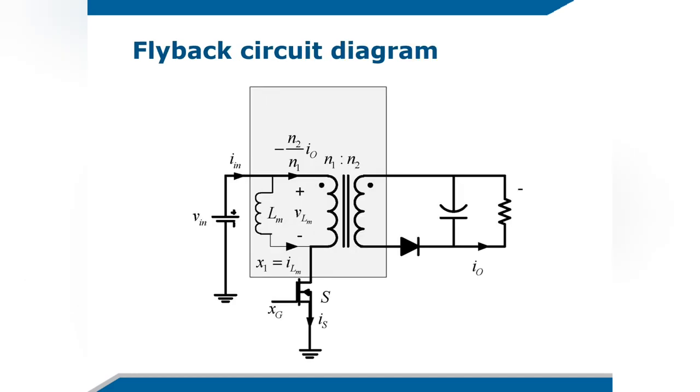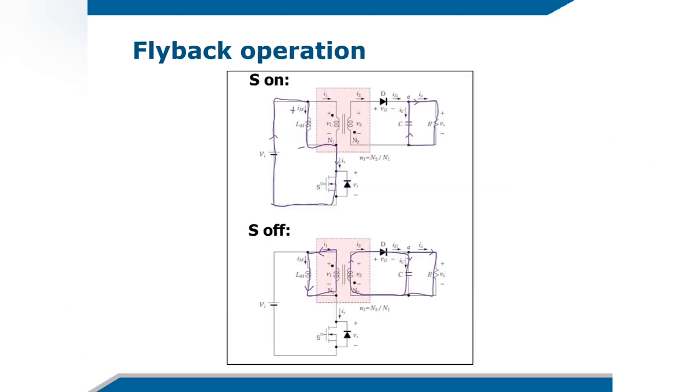This is our flyback circuit diagram. We have our voltage input. We have our linear transformer. We have our MOSFET. We have our diode. We have our capacitor, and we have resistor. This is our flyback operation when the switch is on and when the switch is off. You can just follow.